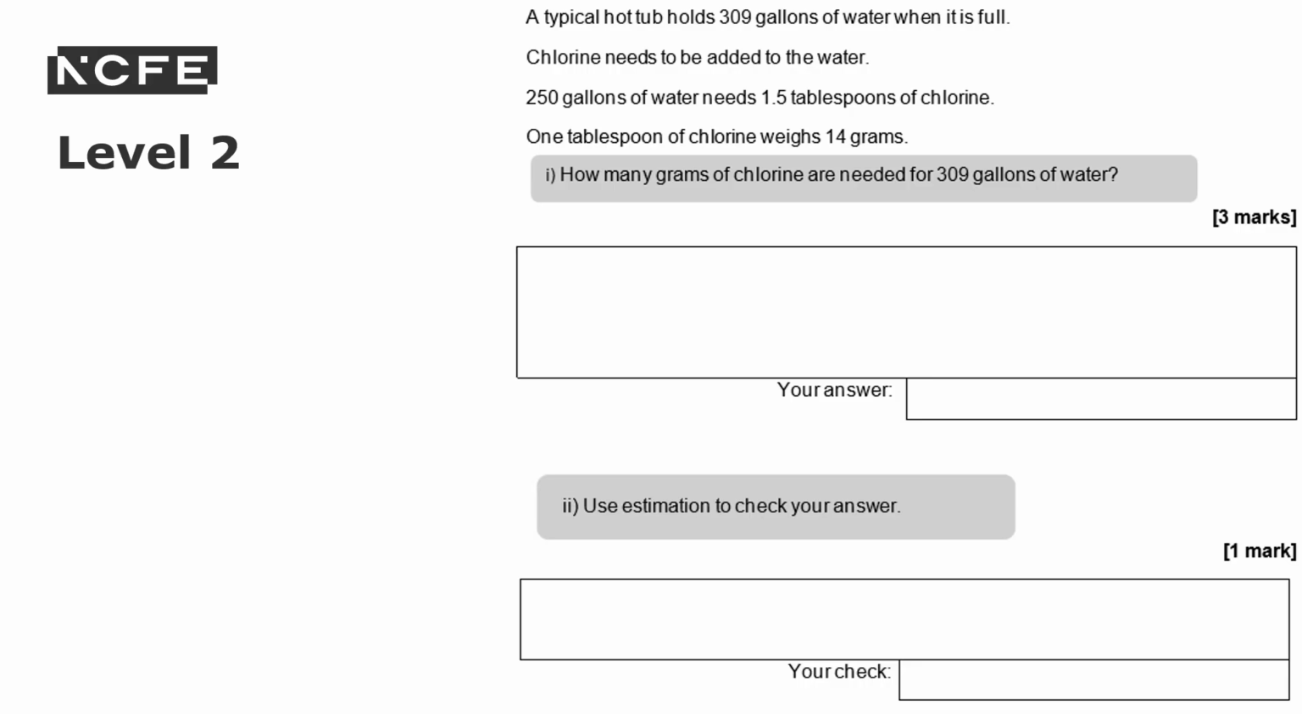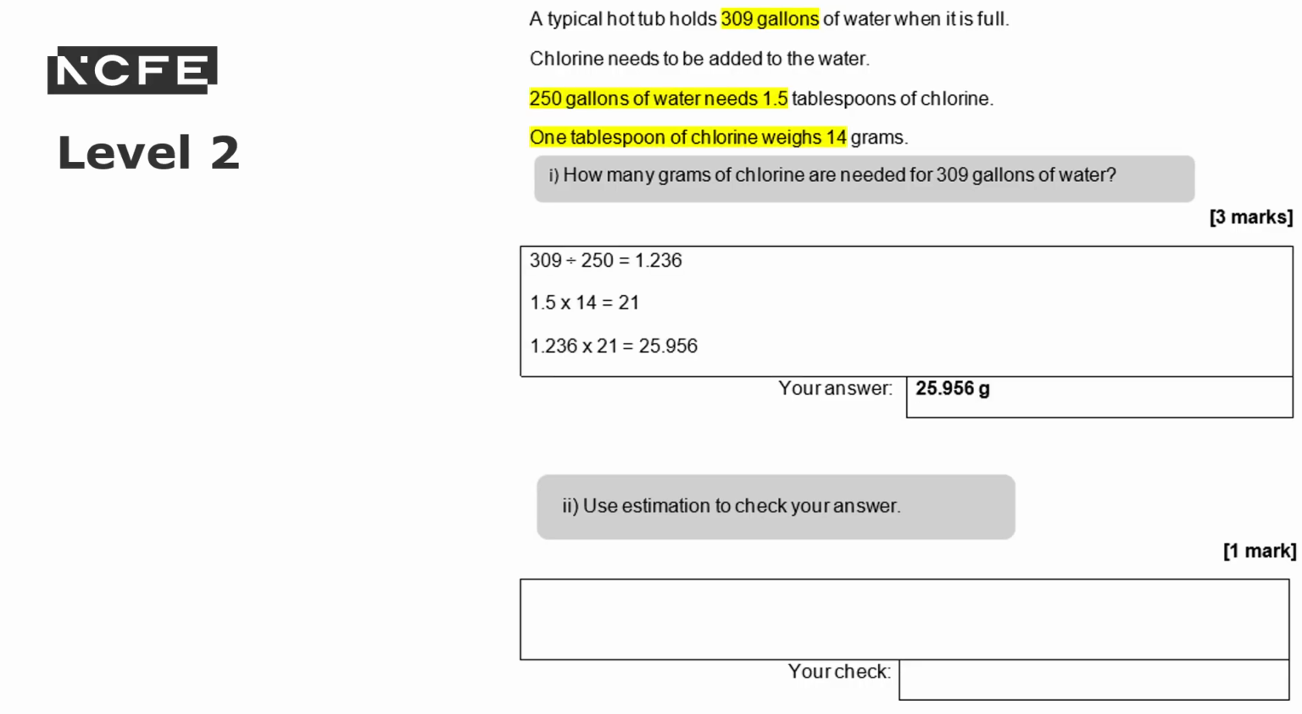Let's see what our learner's done here. So, sensible approach again. We've got the highlighter out and we've highlighted the key information. And then our first step that the learner's done is they've divided 309 by 250 to reach 1.236. So that's going to tell them that instead of one lot of chlorine, which is 1.5 tablespoons, they're going to need 1.236 lots of chlorine.